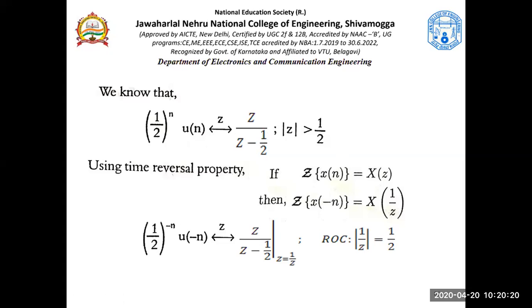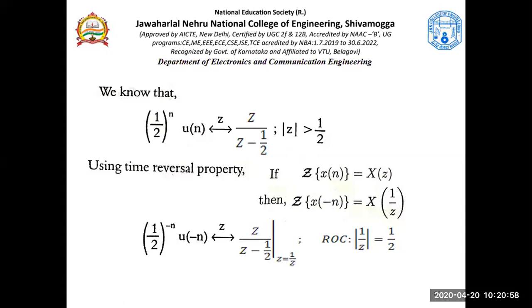See it carefully. In place of x of n, we have this. In place of x of z, we'll have this. So in this place you have the time reversed signal, half power minus n u of minus n. Then its Z transform is the Z transform of x of n, but with z replaced by 1 by z. Since we are replacing z by 1 by z, in the ROC also this z needs to be replaced by 1 by z. So this needs to be understood.